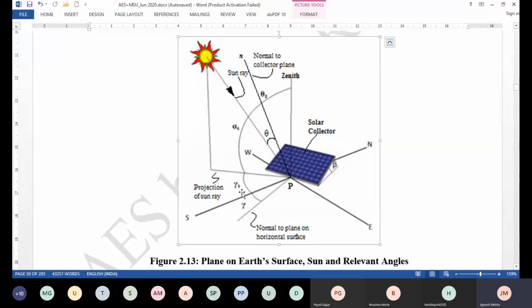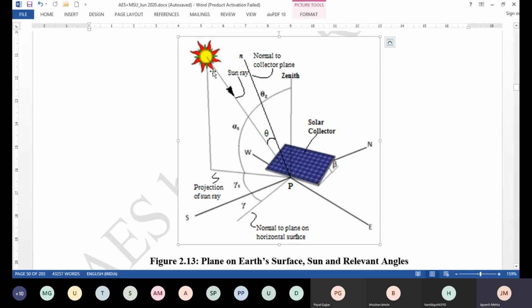The notation used is gamma, and that is called the azimuth angle. So this gamma is the azimuth angle. That's the angle made by the normal to the plane on the horizontal surface with the south direction. If it is on the eastern side, you take it positive. If it is on the western side, you take it negative. Right? So that's another angle, that is the azimuth angle. That basically talks about the direction that the solar collector plane is facing.